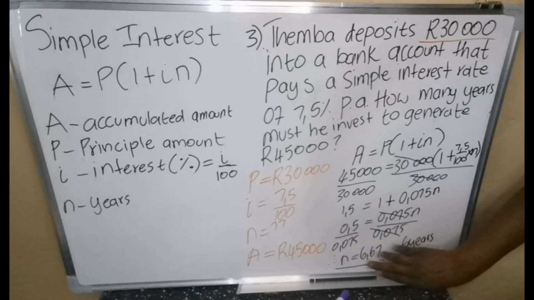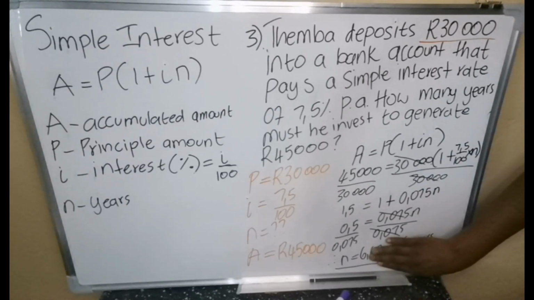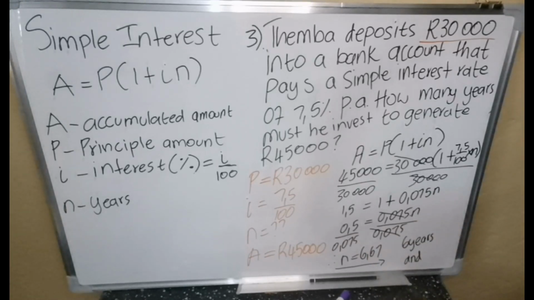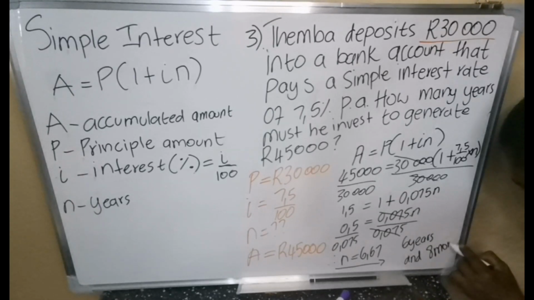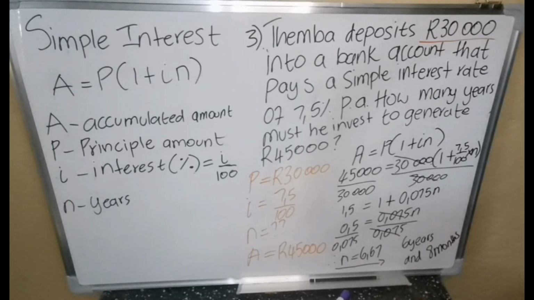Which means on this side of the comma is the years, and on this side it represents the months, which means 6 years and 8 months. 6 years and 8 months. I hope you guys get it. Thank you.